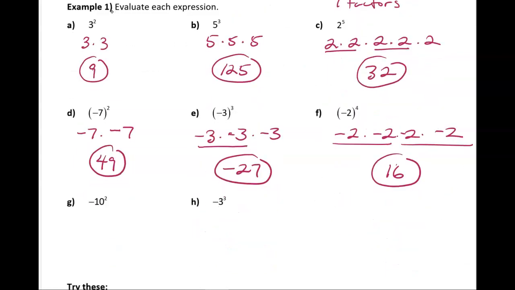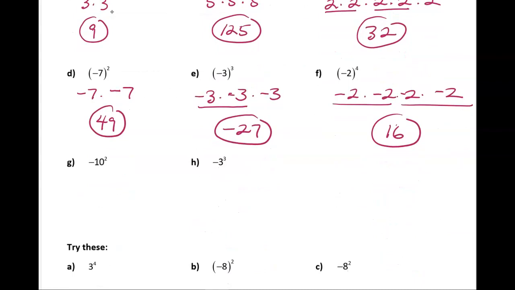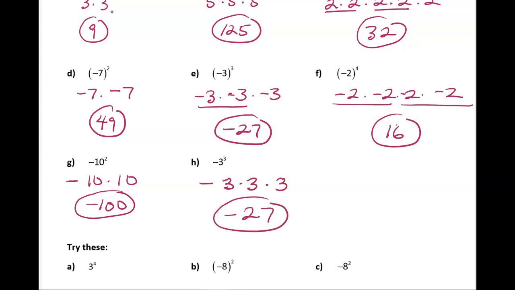All right, now paying attention to what the exponent is applying to. For g, the exponent is applying to the 10 only. So we have this negative sign sitting out here, and then 10 times 10. So that's going to be negative 10 times 10, which is negative 100. Negative 3 cubed, that's the negative sign, times 3 times 3 times 3. So that's going to give us negative 27.